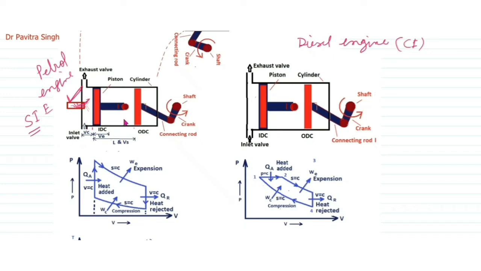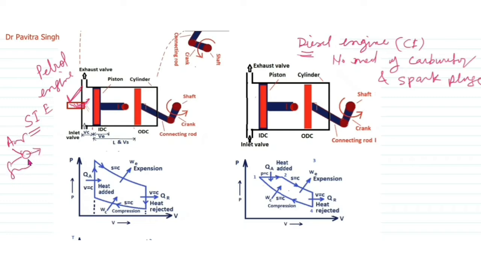In this case of a diesel engine, there is no need of a carburetor and spark plug, but in case of a petrol engine, a spark plug is required for the sparking of the air fuel mixture, and a carburetor is required to mix the air and fuel.